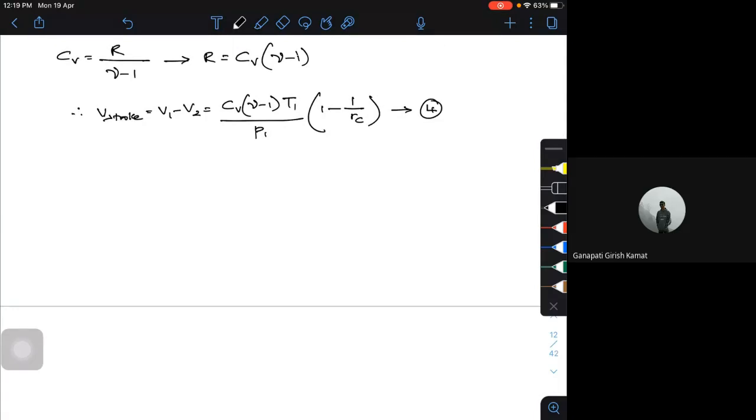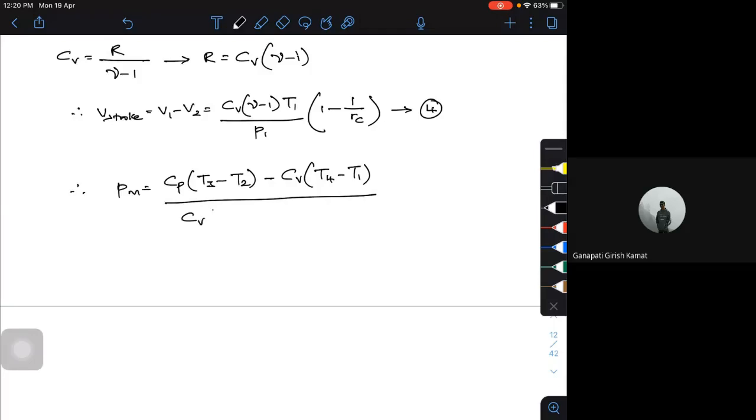Therefore, Pm, the mean effective pressure, is equal to Cp into (T3 minus T2) minus Cv into (T4 minus T1), divided by what is in equation 4, which is Cv into (gamma minus 1) into T1 divided by P1 into (1 minus 1 by rc). So this is what I have. Now I want to simplify this.